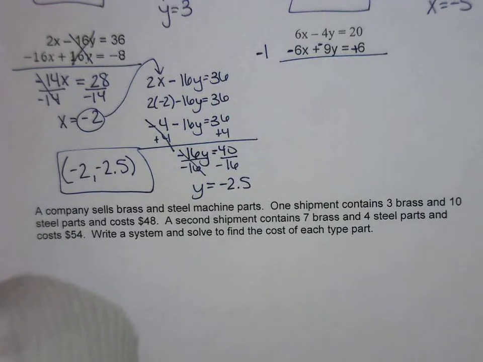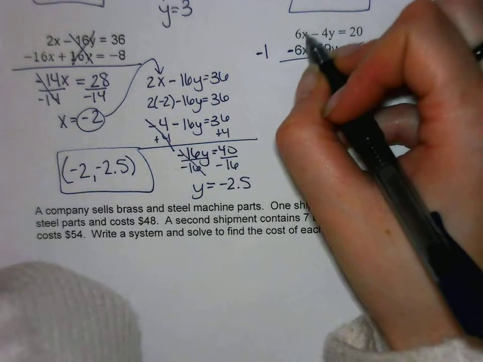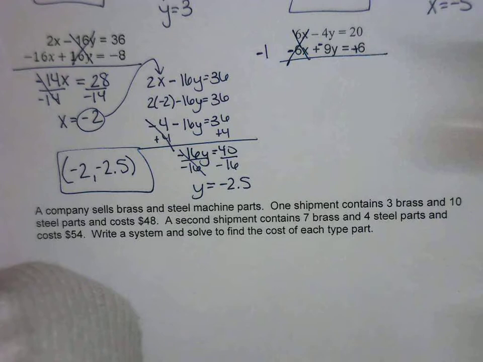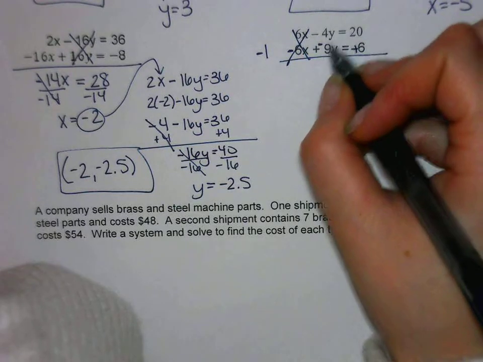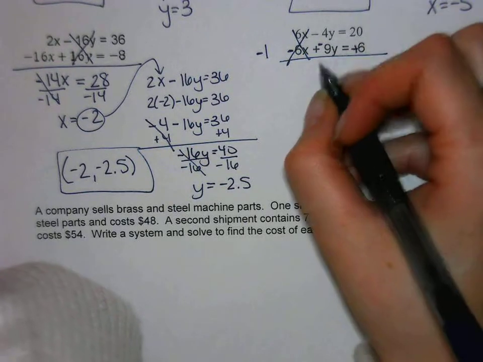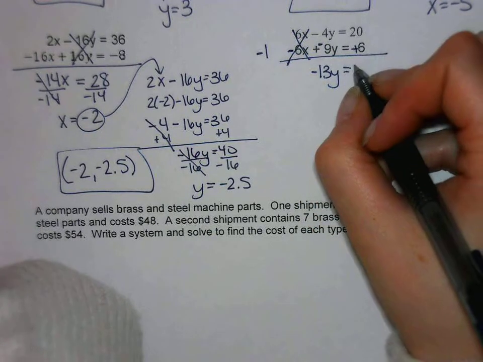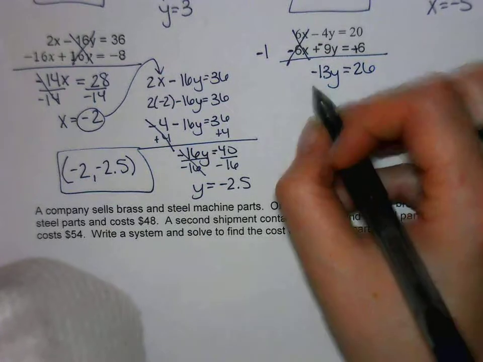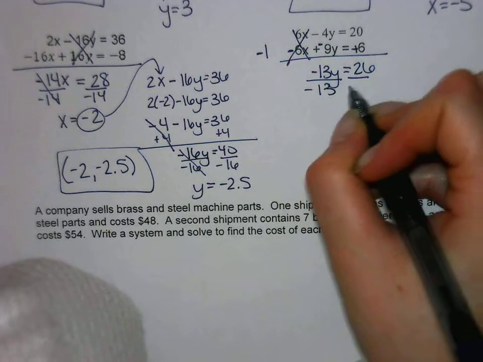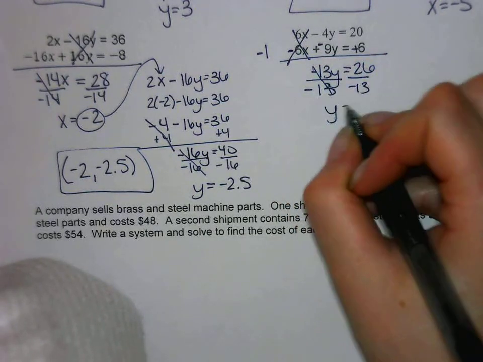So now when we add our equations, 6x plus a negative 6x is 0. Negative 4y minus 9y is negative 13y equals 20 plus 6 is 26. Divide both sides by negative 13. Y equals a negative 2.